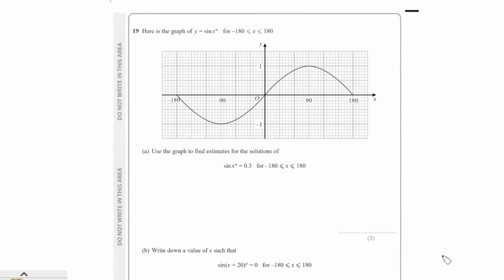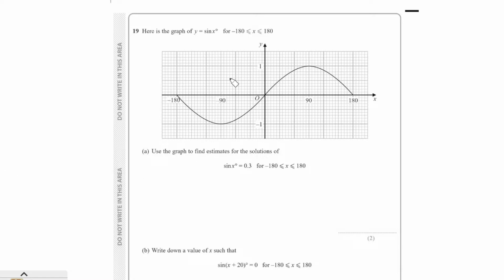Okay, question 19. Here is the graph of y equals sine x for obviously the range minus 180 to 180. Use the graph to find estimates for the solutions of sine x equals 0.3 for that same range. This overlaps a little bit with A-level, I guess. Well, at least you get a better understanding of it in A-level.